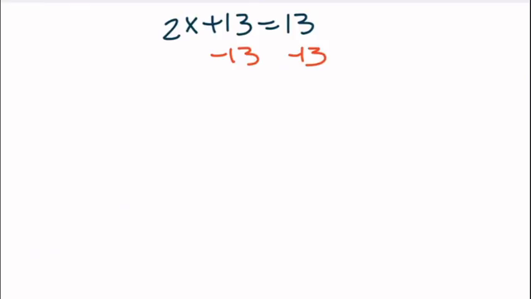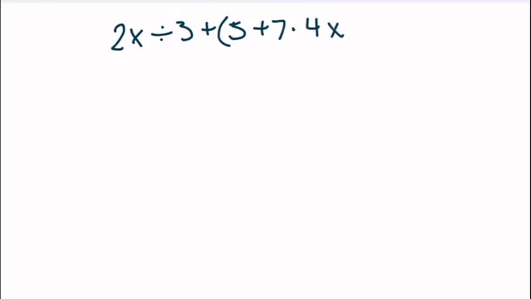Let's try 2x plus 13 equals 13. First step is to subtract 13 on both sides, which will get us to 2x equals 0, because 13 minus 13 is equal to 0. Now all we have to do is divide by 2 on each side. So 2x divided by 2 and 0 divided by 2. So x is just equal to 0 because 0 divided by anything is equal to 0.